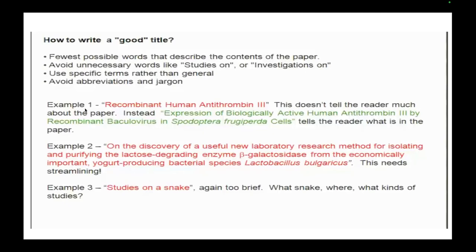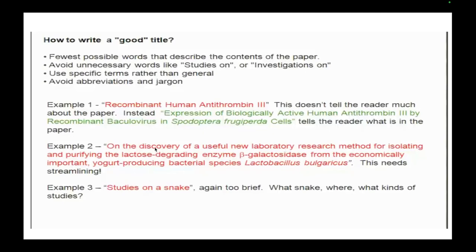Some examples of titles: for example, "Recombinant human antithrombin III." This is not a good title and does not tell the readers much about the paper. But instead, if this title was written as "Expression of biologically active human antithrombin III by a recombinant baculovirus in Spodoptera frugiperda cells," it tells the readers everything. You can see that human antithrombin III is written, the recombinant virus, which is baculovirus, is written, then this species of moth is written, and these cells are also written. Expression is also there, which means this antithrombin is expressed here. All these things are important.